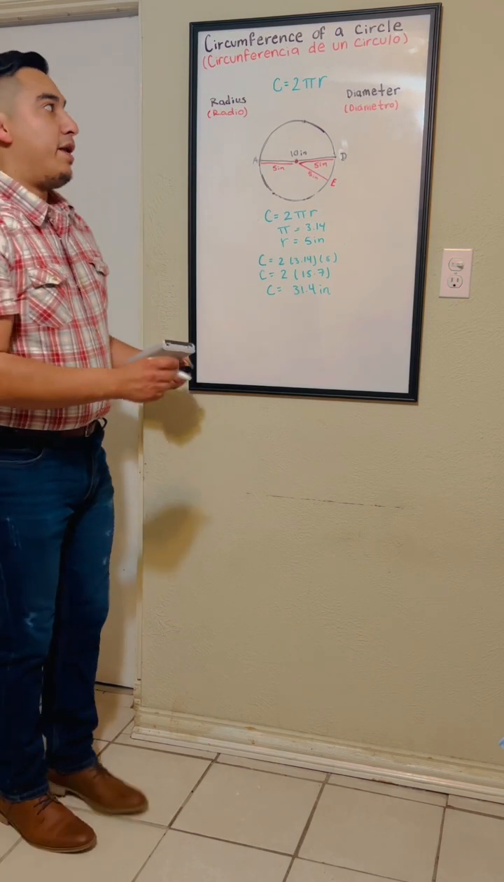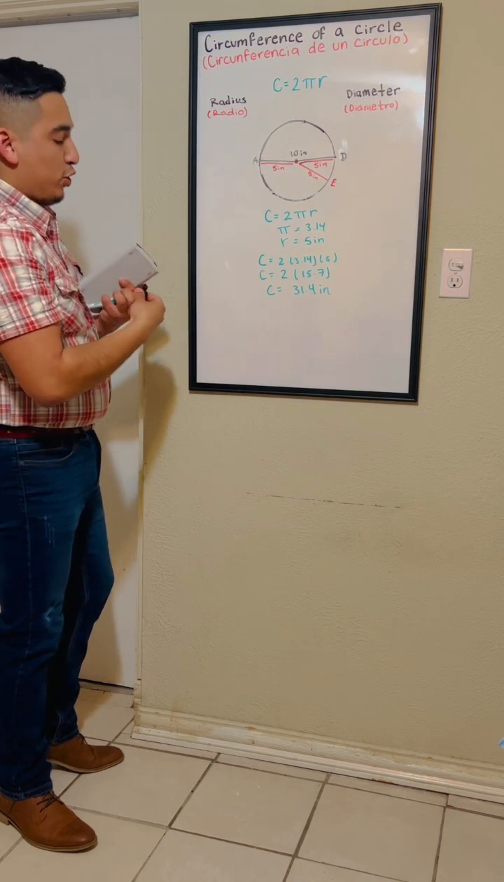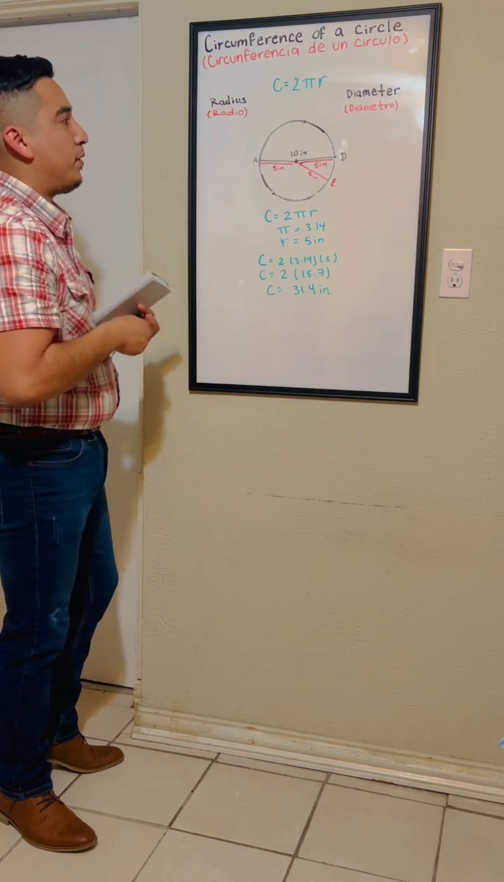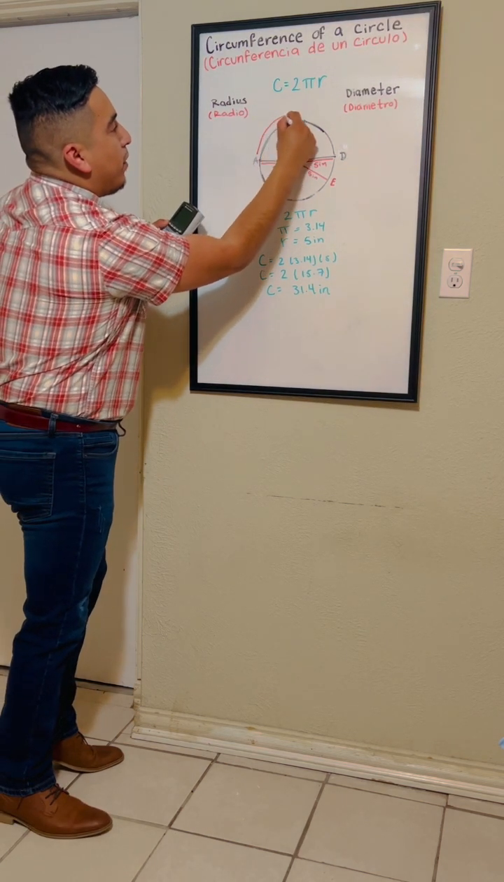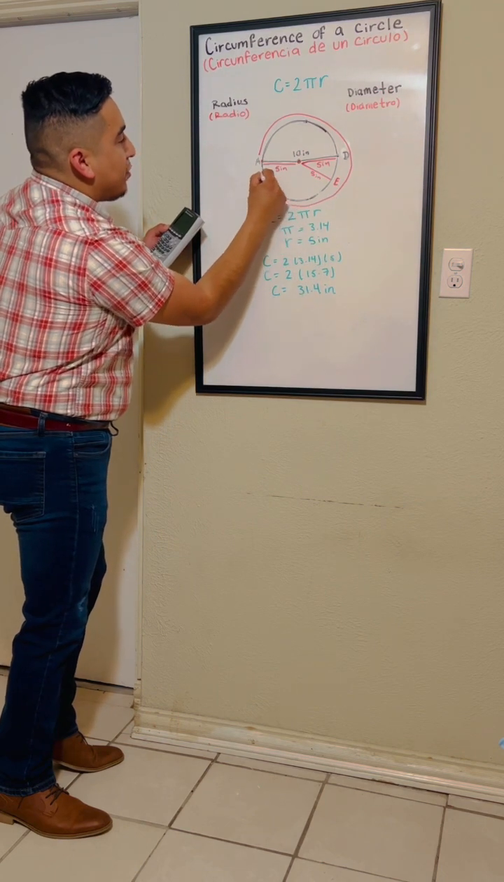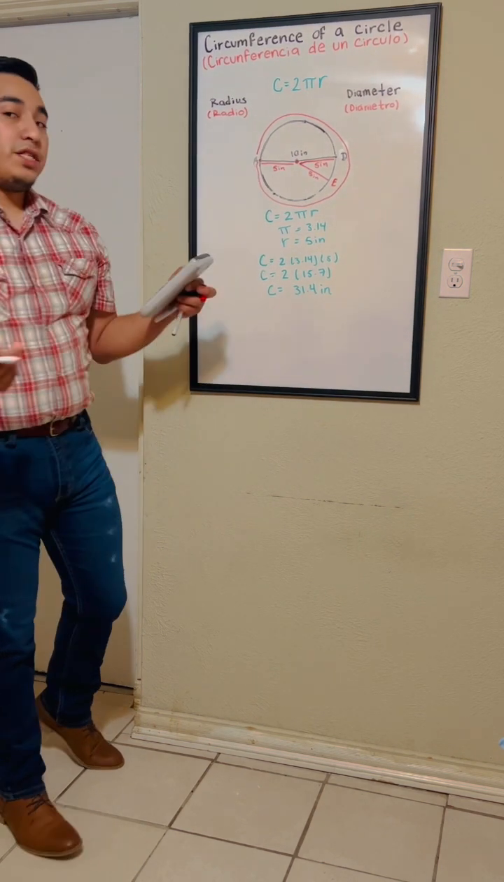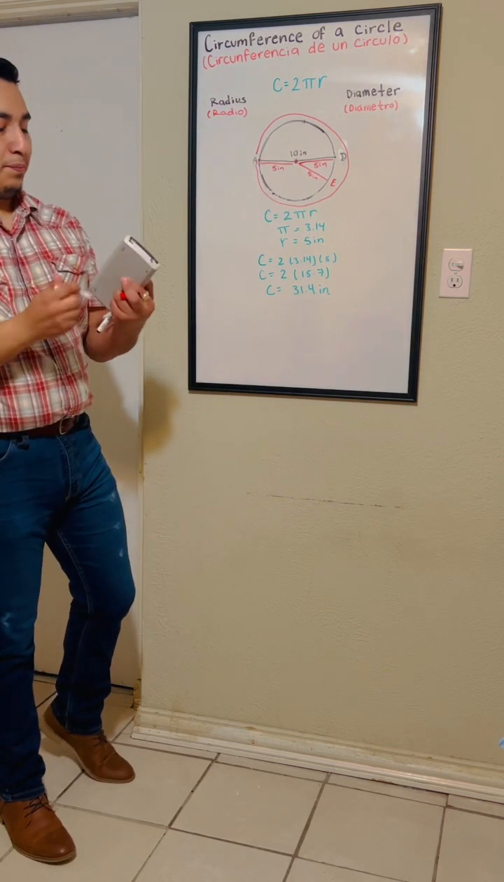So that's saying that from point A, if we travel around from point A all the way around back to point A, that's our circumference of the circle. That's going to be a total distance of 31.4 inches.